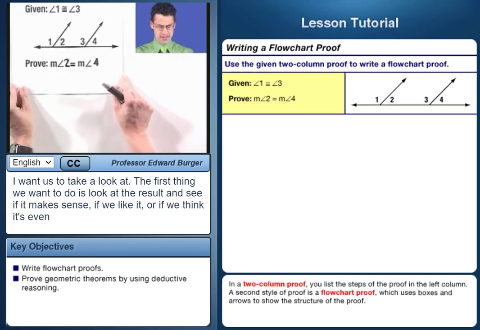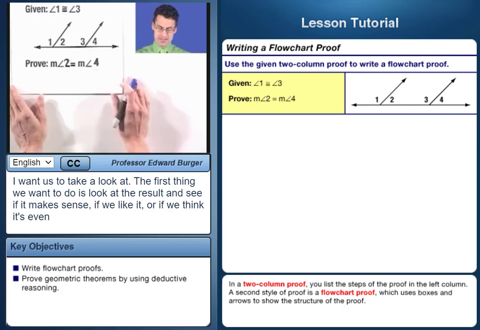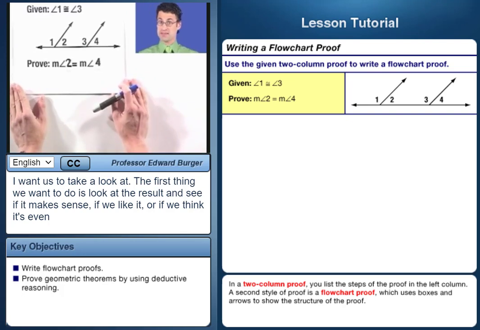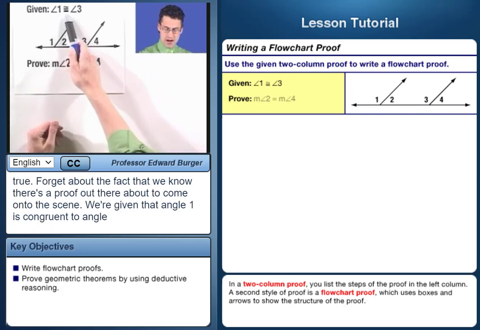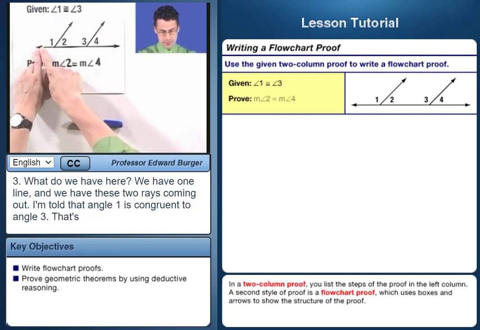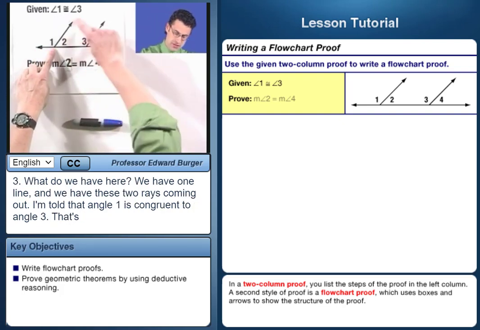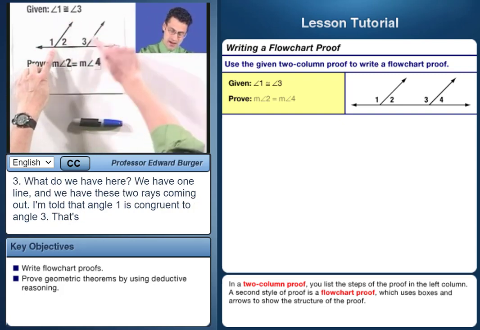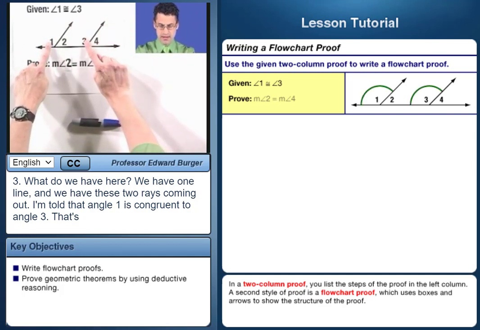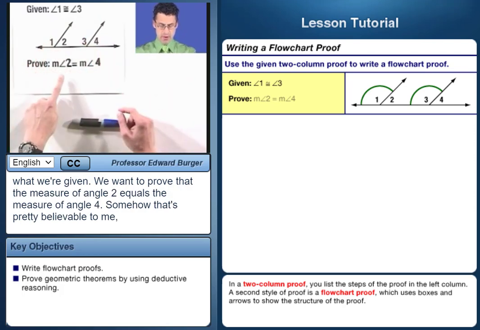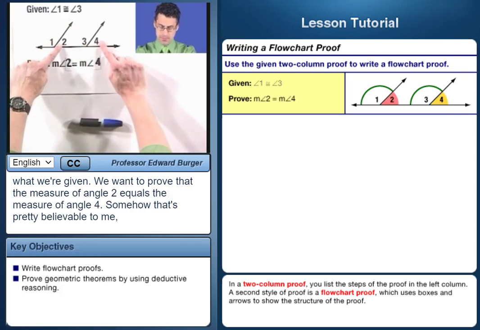So first of all, the first thing that we always want to do is just look at the result and see if it makes sense, if we like it, if we think it's even true. Forget about the fact that we know there's a proof out there about to come on the scene. So we're given that angle 1 is congruent to angle 3. So notice what do we have here? We have one line, and we have these two rays coming out. And I'm told that angle 1 is congruent to angle 3. So that's what we're given. And what we want to prove is that the measure of angle 2 equals the measure of angle 4.